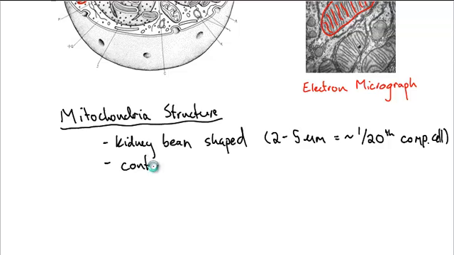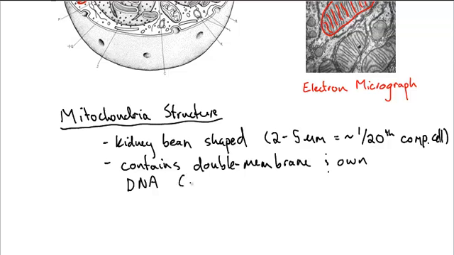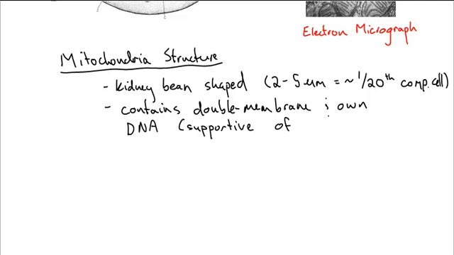Okay, so it's kidney bean shaped. It contains a double membrane. So if each membrane is a lipid bilayer and it's a double membrane, it will have 4 lipid layers, and its own DNA, which is supportive of what theory when we're talking about the origin of mitochondria?